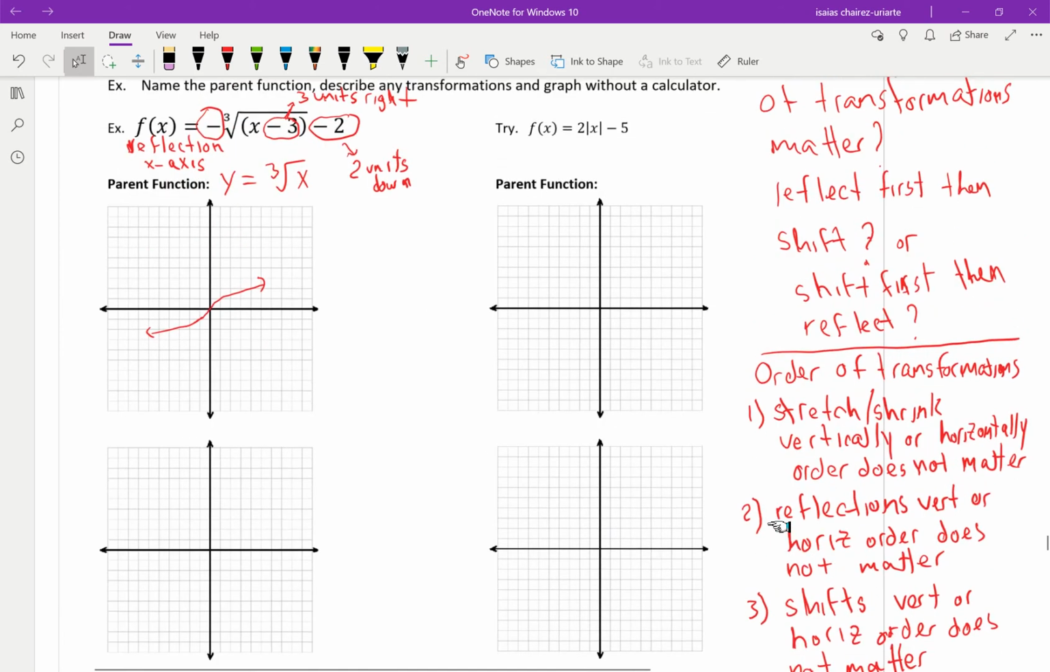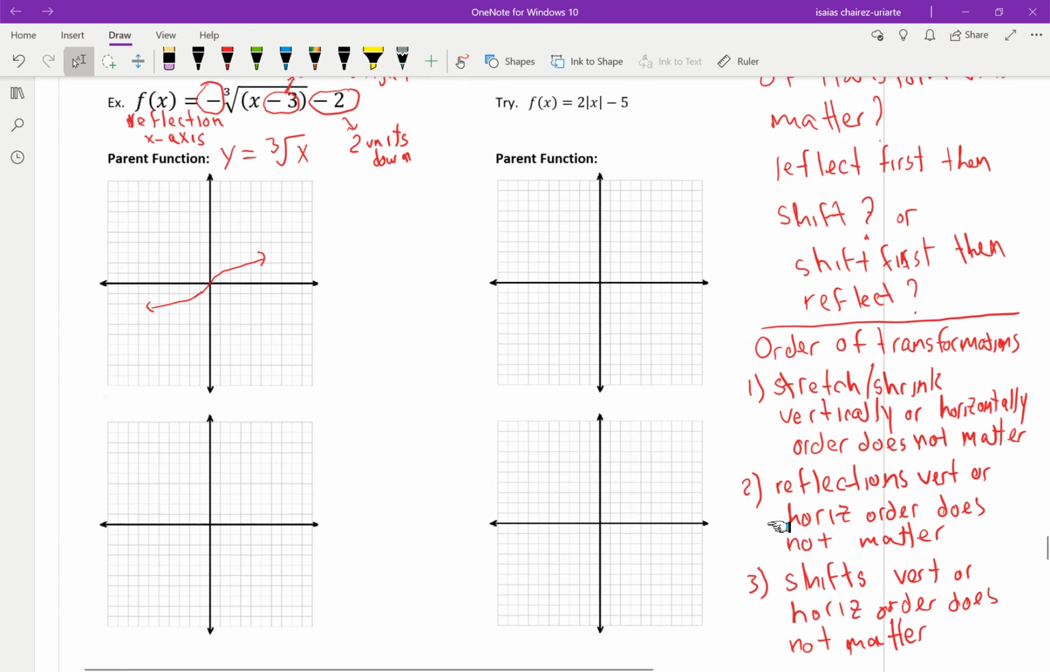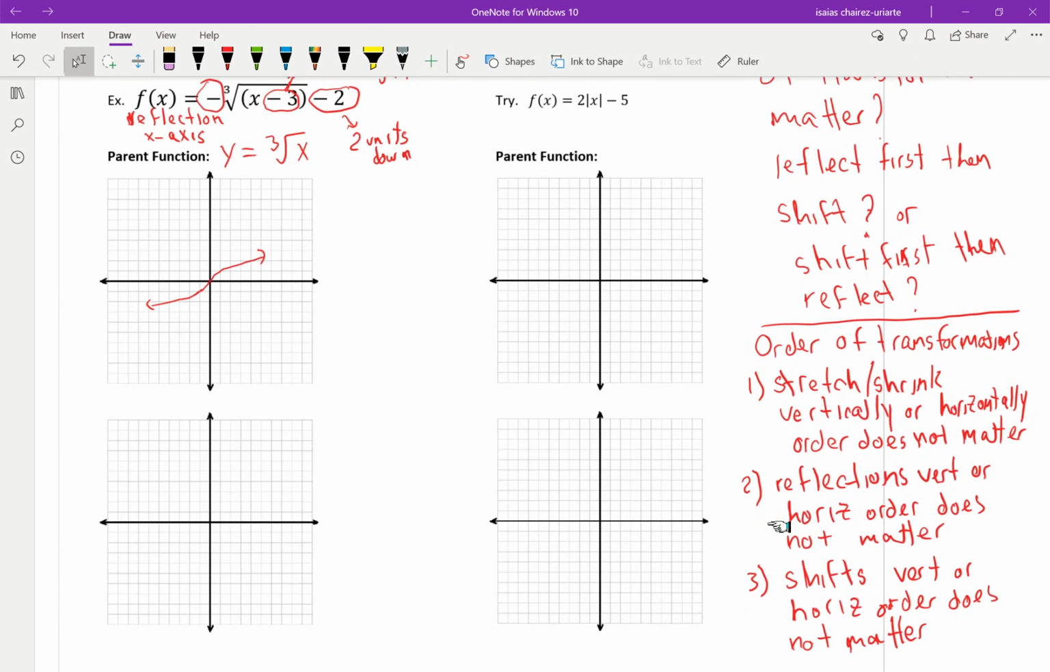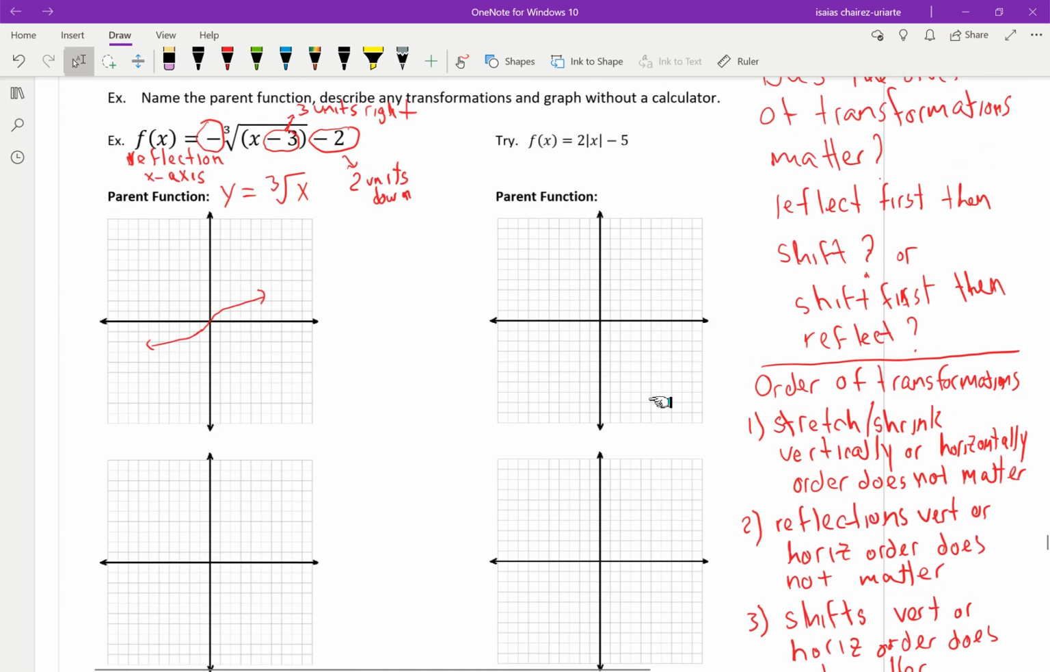So right now, according to those guidelines, the first thing I'm going to do is take care of the reflection on the x-axis, and then I'll do the shifting. And I have two types of shifts, a vertical one and a horizontal one. The order doesn't matter of which one you do there. But I'm going to do the reflection across the x-axis first.